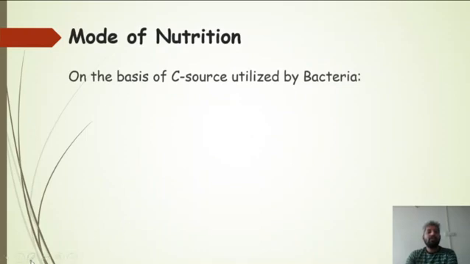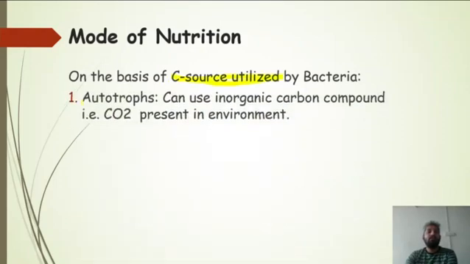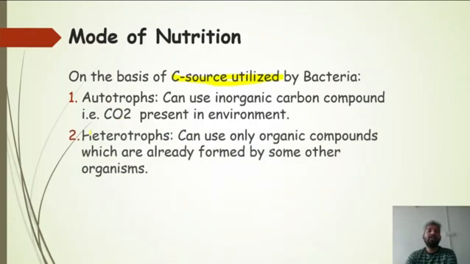So now let us talk about the mode of nutrition. These bacteria, these monerans, can show the mode of nutrition on the basis of carbon source utilized. It can be of two types: autotrophs, where they can use inorganic carbon compounds, for example carbon dioxide directly from the environment, and heterotrophs, which can use only organic compounds which are already formed by some other organisms like producers.